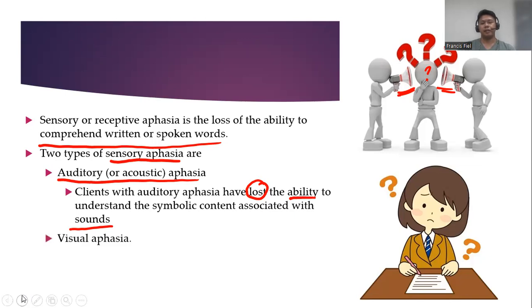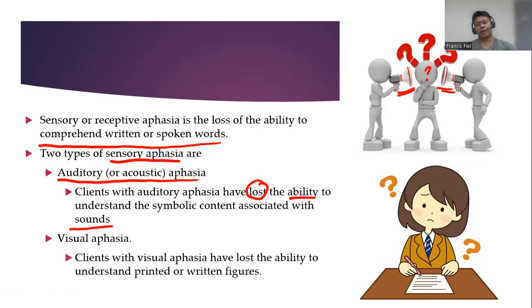Right now, visual aphasia naman. So, when you say visual aphasia, the client is not able to understand printed or written figures. Ibig sabihin, lost the ability to understand printed or written figures. So, hindi niya kaya intindihin or basahin yung mga sinusulat. So kaya doon siya nagkakaroon ng problema. Alright? So again, two types of sensory aphasia. You have your auditory and you have your visual aphasia.